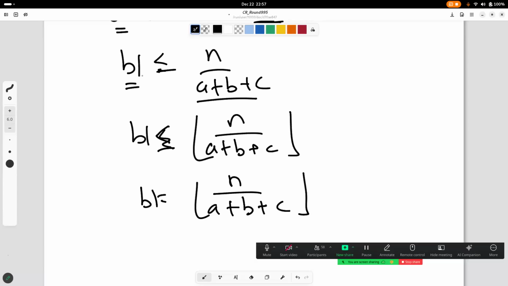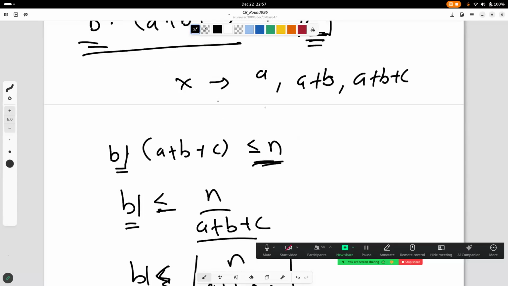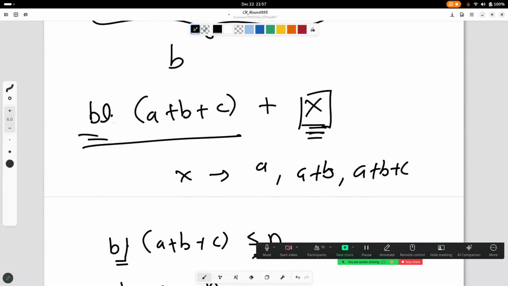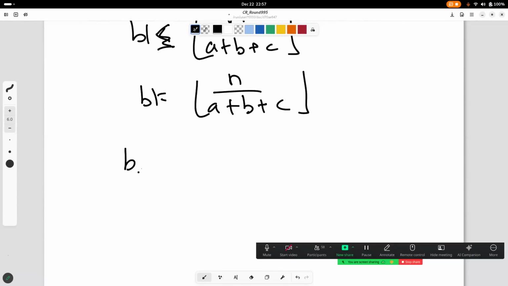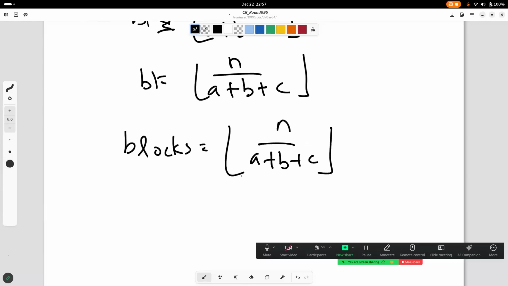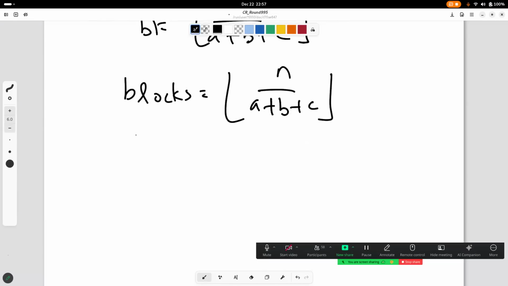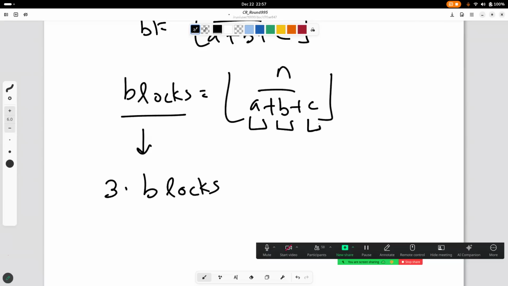We also have two B's, so let's say this is Bn, the number of blocks. The maximum value of the number of blocks is N divided by A plus B plus C. If you have any more than this, then there's a chance that it may exceed N. So how many days would it take to walk these many blocks? It would take 3 times the number of blocks in days, because each block consists of walking day 1 with A, day 2 with B, day 3 with C.